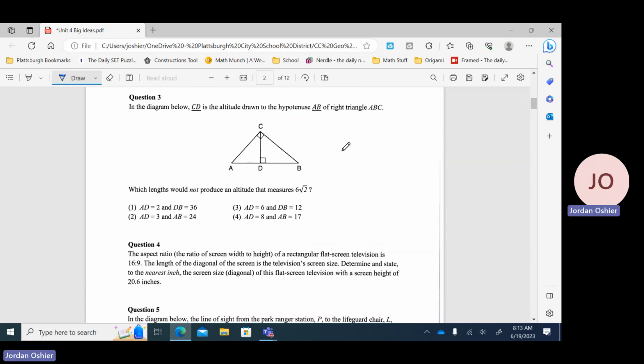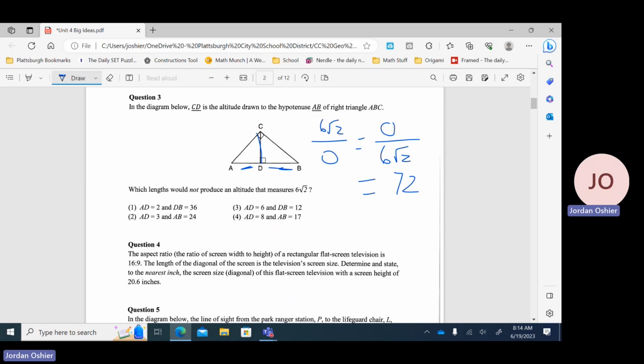All right, looks like another geometric mean question. Which lengths would not produce an altitude that measures 6 radical 2? So altitude is this part, the 6 radical 2. Okay. So basically, they're saying what 2 measures for AD and DB would not make that true. So I need to figure out what these 2 numbers have to multiply to. And because of the geometric mean, I know they have to multiply to the same thing as 6 radical 2 times itself. So 6 radical 2 times itself is 72.